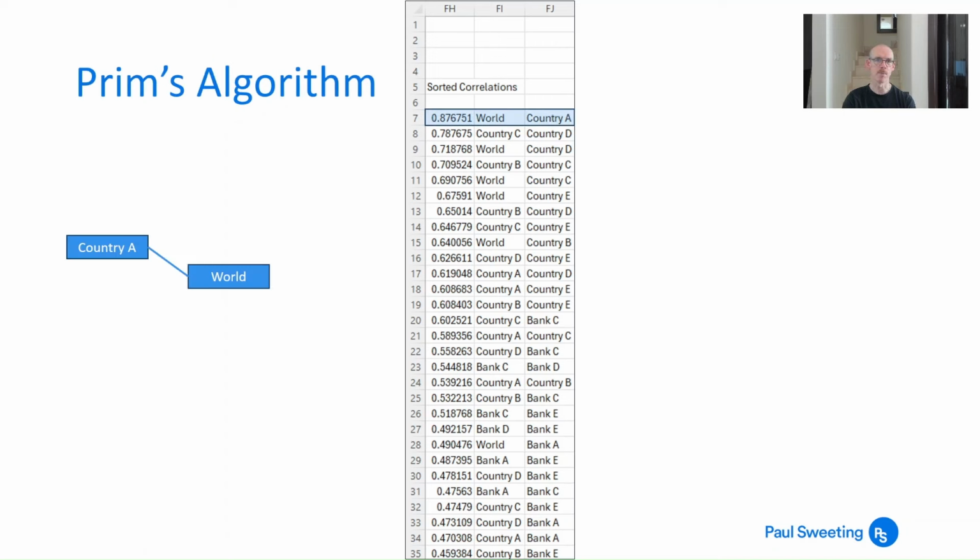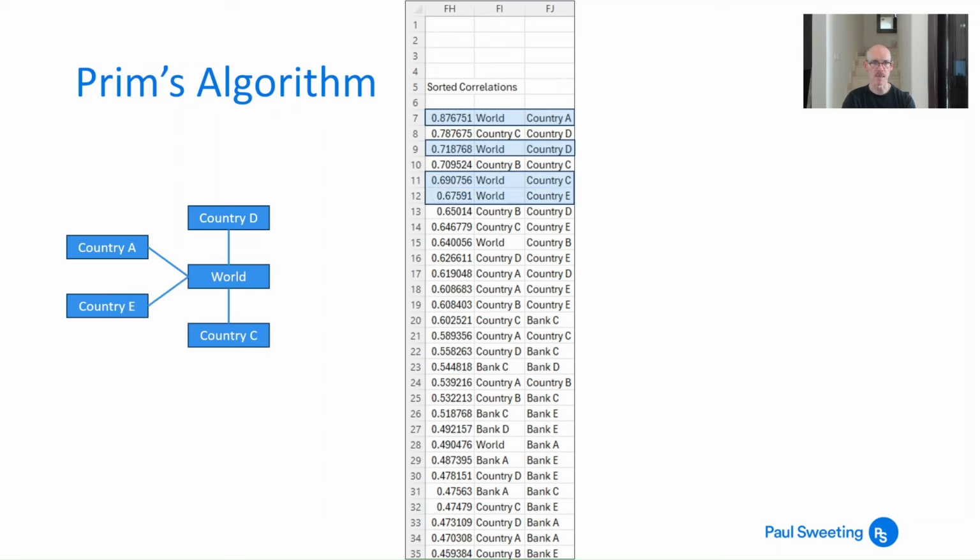So first, let's start with Prim's algorithm. The highest correlation is between the world and country A, so let's join those by an edge. After this, we've got country C and country D. Neither of those are connected to the world or country A, so ignore it. And move on to world and country D. So let's connect country D to the world by an edge. Country B and country C, again, not connected, so we can't do anything with that. Then we get world to country C and world to country E. And then country B to country D. So these are all connected to existing nodes that we have in our tree.